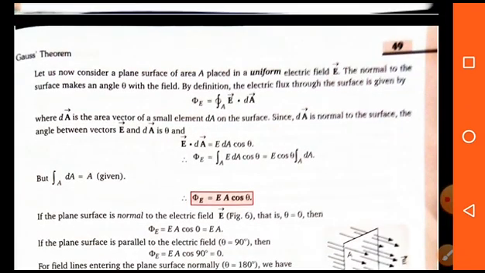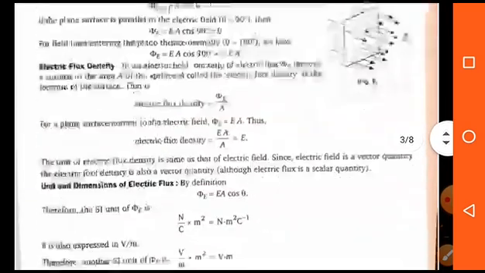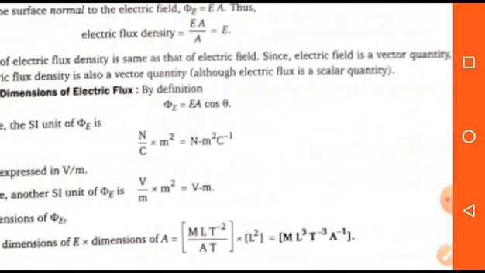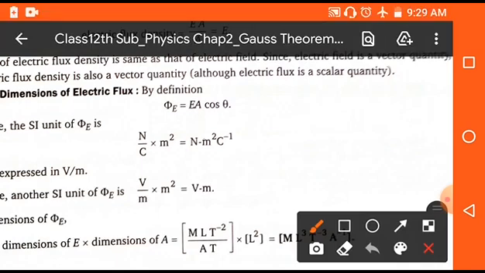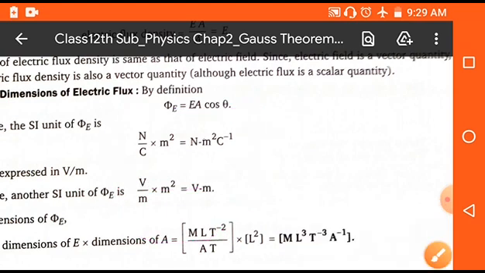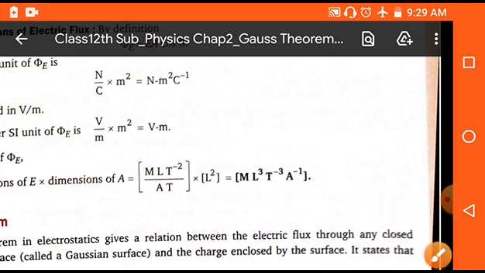Now the unit of electric flux will be Newton meter square per coulomb, or you can also write its unit as volt into meter. So there are two units you can use for the electric flux: first is Newton meter square per coulomb and second is volt meter. Now the dimension of electric flux is M L^3 T^-3 A^-1.